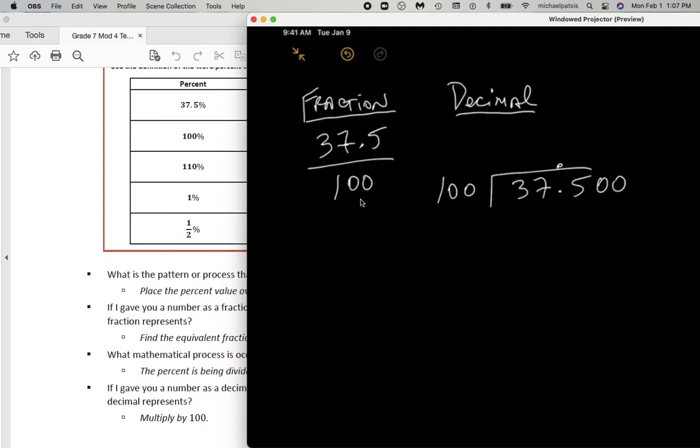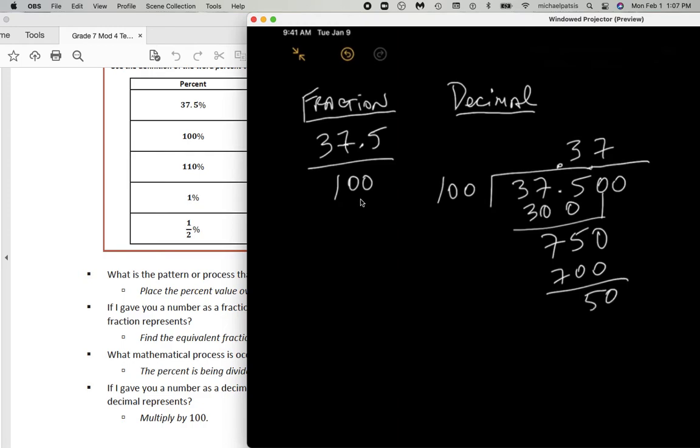100 doesn't go into 3, it doesn't go into 7. It goes into 375 3 times. 3 times 100 is 300. 75, bring down a 0. 100 goes into 750 7 times. 750, bring down another 0, and 5. So the decimal would be 0.375. Now, what's another way to do that?